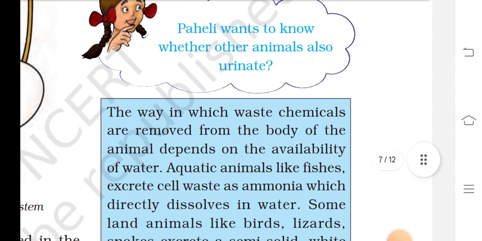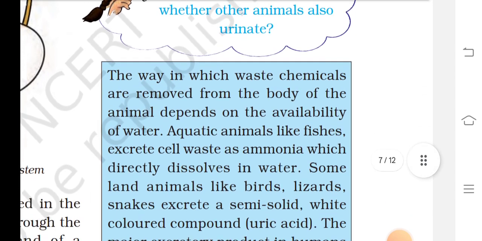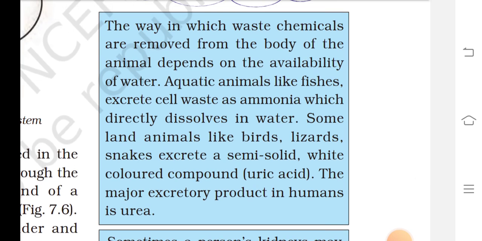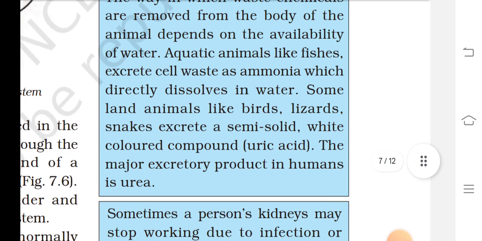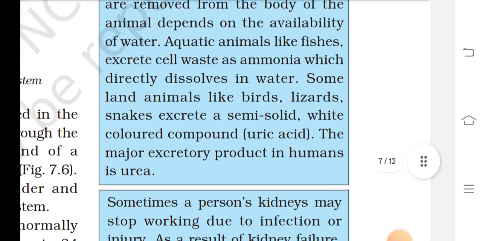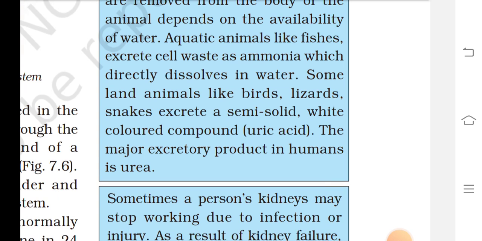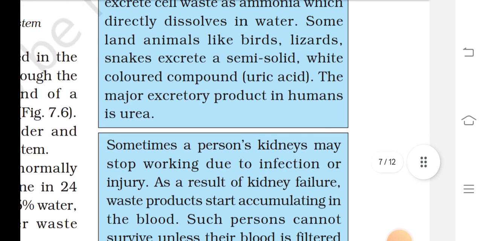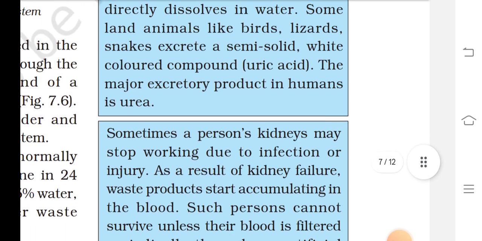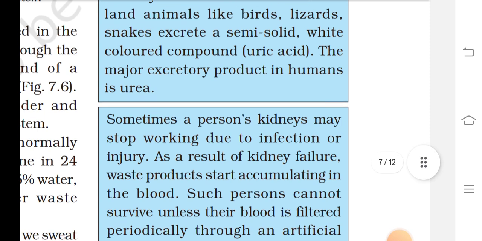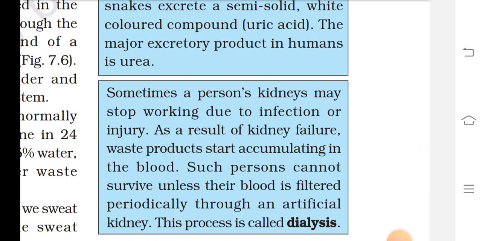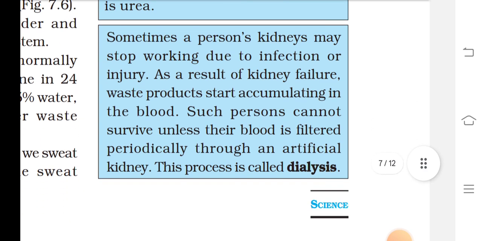Paheli wants to know whether other animals also urinate. The way in which waste chemicals are removed from the body of an animal depends on the availability of water. Aquatic animals like fishes excrete cell waste as ammonia, which directly dissolves in water. Some land animals like birds, lizards and snakes excrete a semi-solid, white-colored compound, uric acid. The major excretory product in humans is urea.